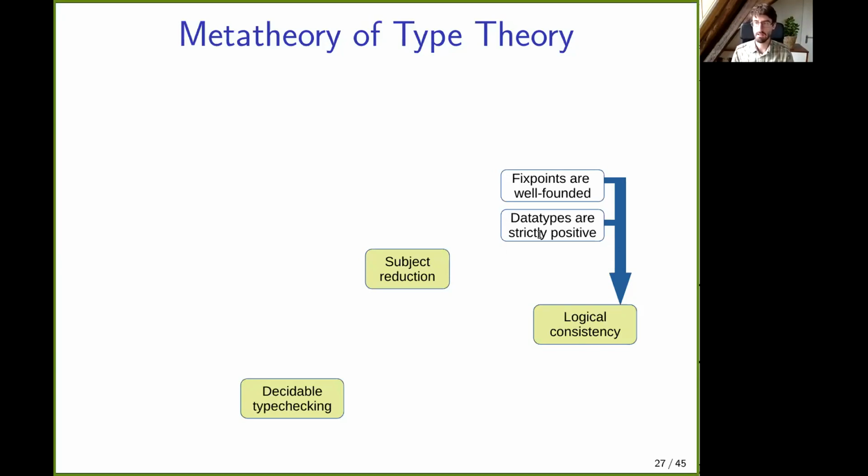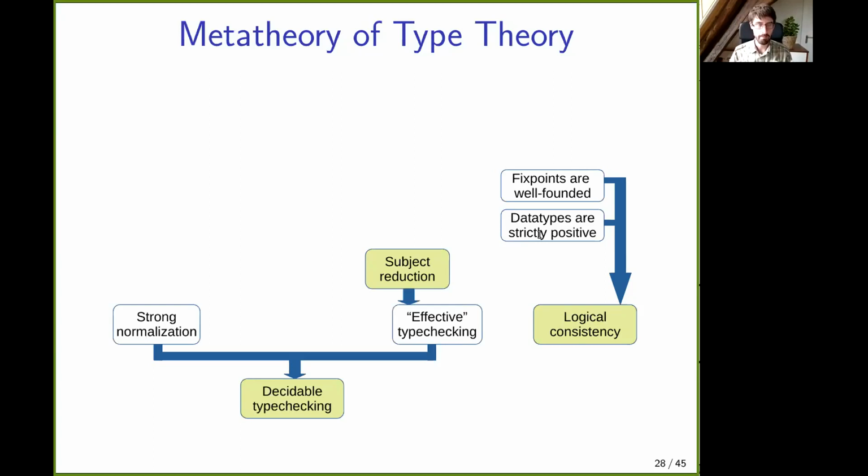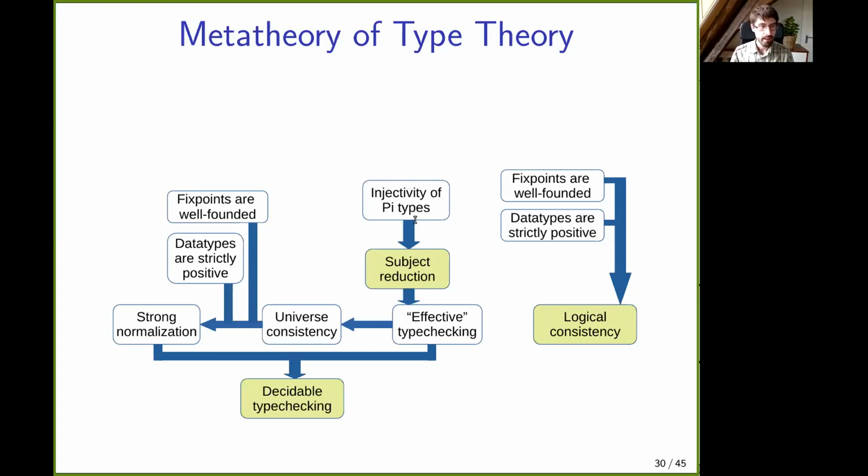and strict positivity. We can prove decidable type checking, which follows from effective type checking on the one hand and strong normalization on the other hand, or termination. And we can prove subject reduction by using an important lemma of the metatheory, which is called injectivity of pi types. And then, so I put some more things on here.